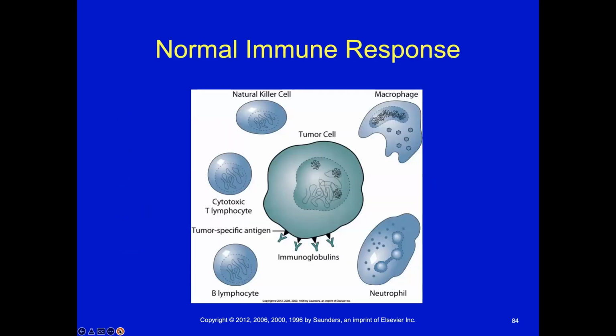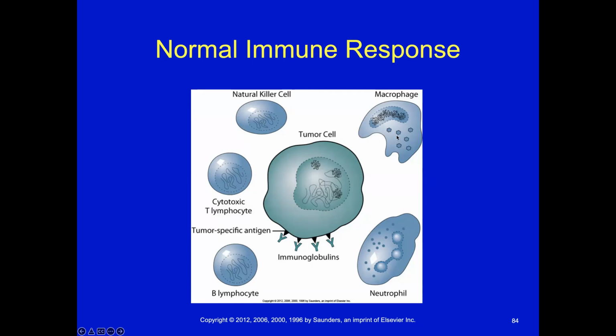So here you have your normal immune response. This time it's for a tumor cell, and you can see we have a variety of antibodies that are actually attached to the cell. Those antibodies are generated by the B lymphocyte. Then you have, of course, your T killer cells and your natural killer cells. This is all of your lymphocytes here that are working at trying to eliminate this tumor cell, of course.